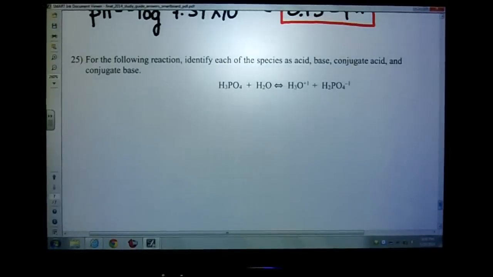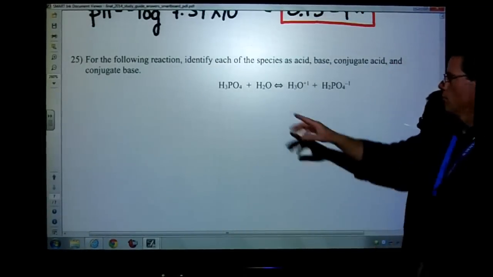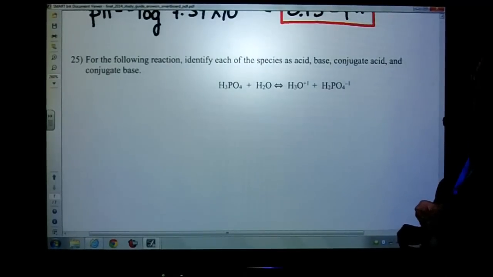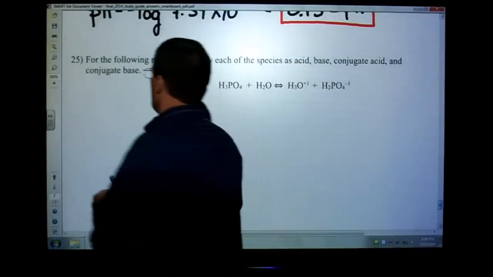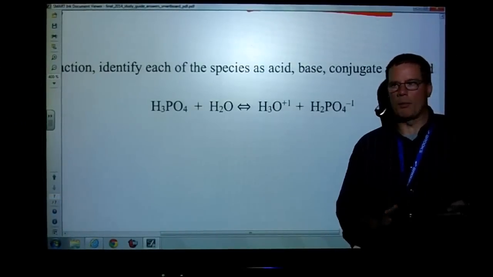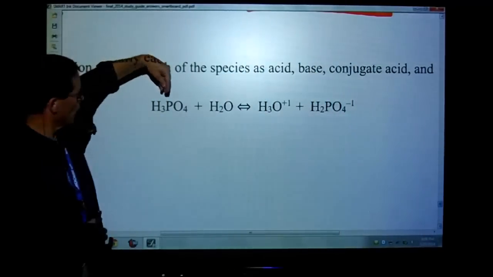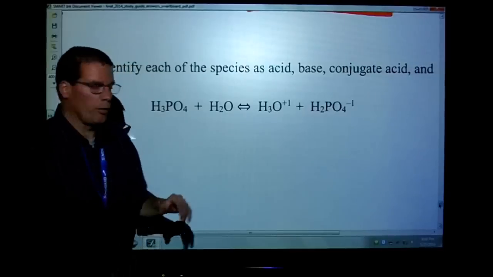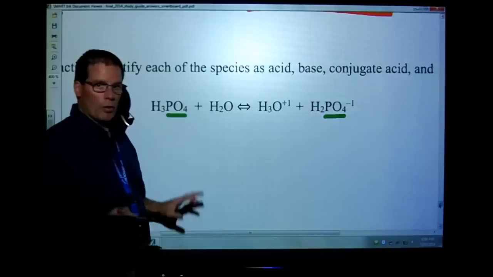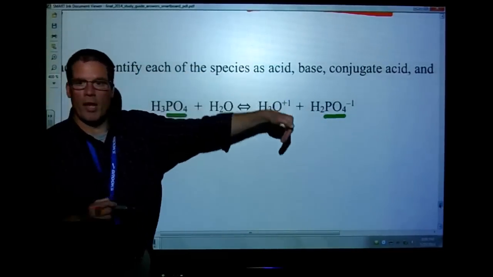All right, the last question. Number 25, for the following reaction, identify each of the species as an acid, a base, a conjugate acid, or a conjugate base. Actually, I'm going to blow this up a little bit so you can see it. So again, you're always looking at the before and after situation here. So looking at the left side, we want to find the nonmetals that are similar. So here's a PO4, there's a PO4. So we want to make sure that we're comparing those two to each other, and then we can compare the other two to each other.